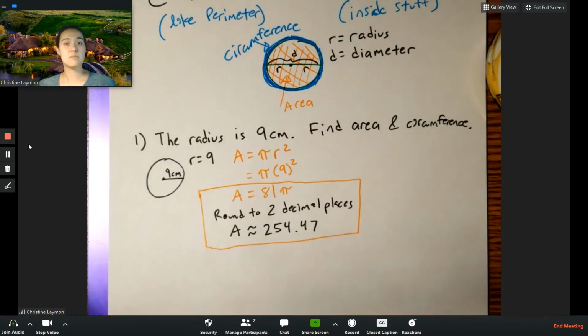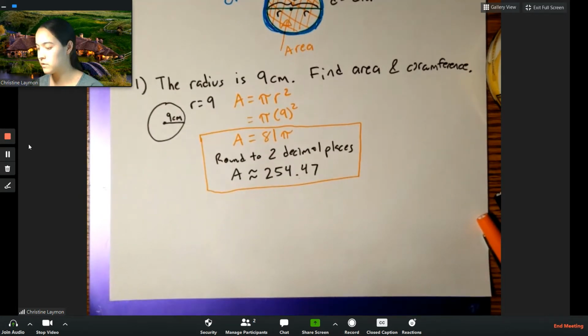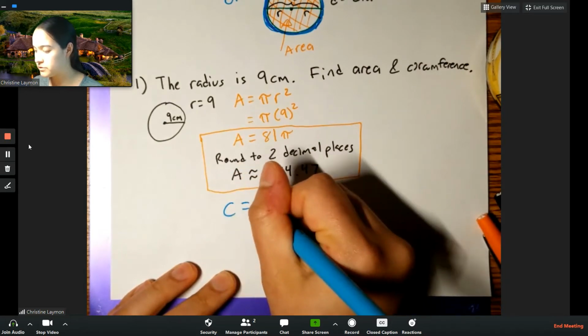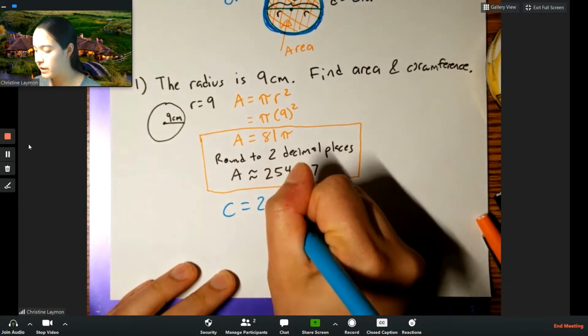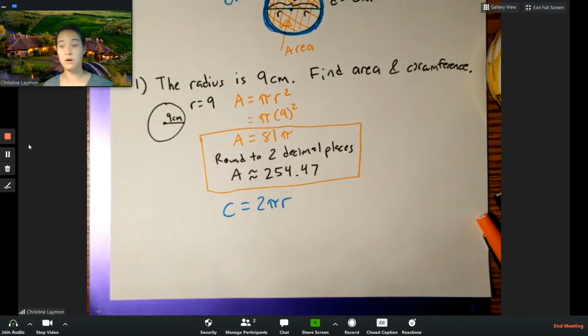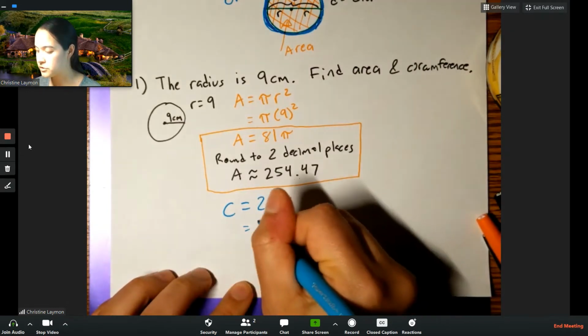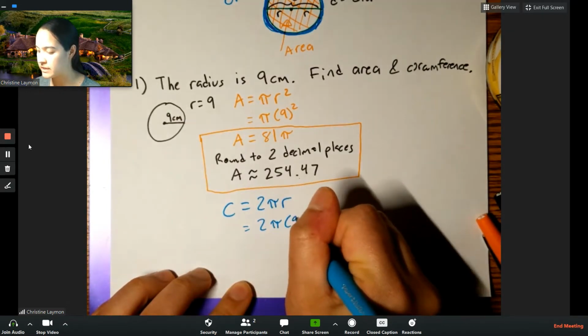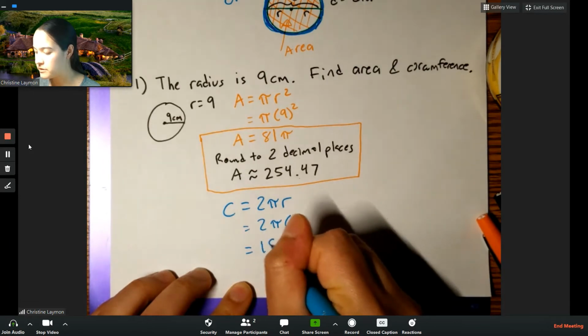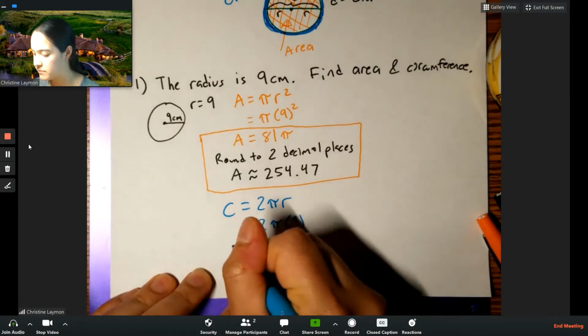Let's do the same thing for circumference. Circumference is 2 pi r. Slide this up here. So C equals 2 pi r. And remember my r is 9. So this is 2 times pi times 9. In other words, 18 pi.